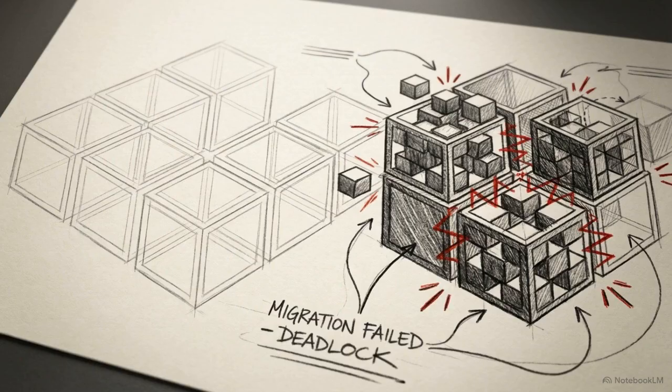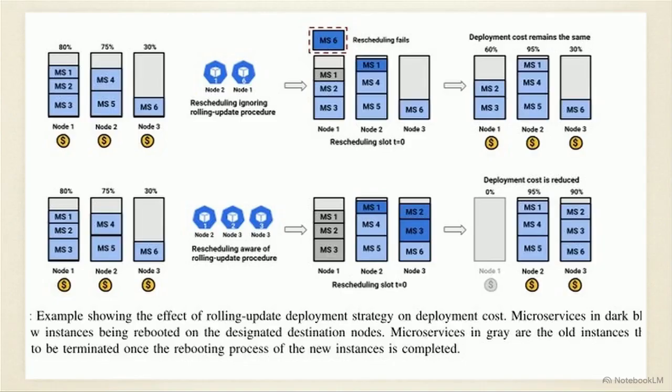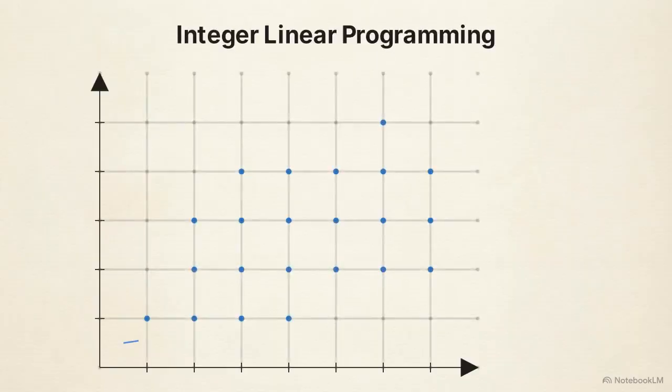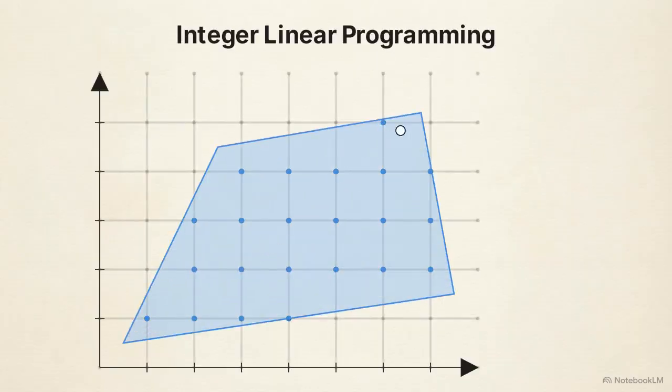Static orchestrators fail to account for transient states. These blind spots result in permanent scheduling deadlocks that completely nullify the intended cost savings. Looking at the bottom half of this diagram, we see the mathematical solution: upgrading the orchestrator to a multi-objective, time-slotted model using ILP. Integer linear programming, or ILP, is a mathematical method used to find the most efficient outcome in a model where all variables must be whole numbers.